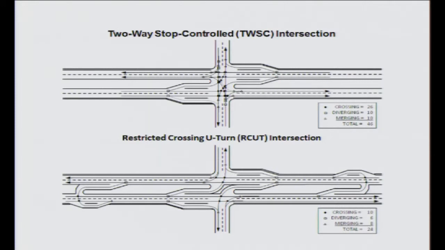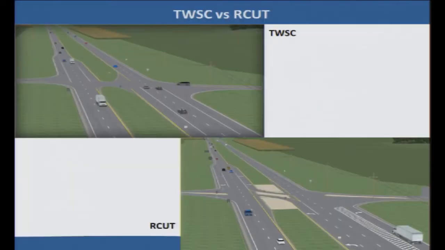okay? The first thing we want to illustrate is the number of conflict points. With the traditional two-way stop control, you have at least 46 conflict points. Just by doing RCUT, blocking minor road traffic from making a direct through and left turn, we reduce that to 24 conflict points. So that's a 50% reduction in the number of conflict points. It eliminated a lot of crashes, okay?